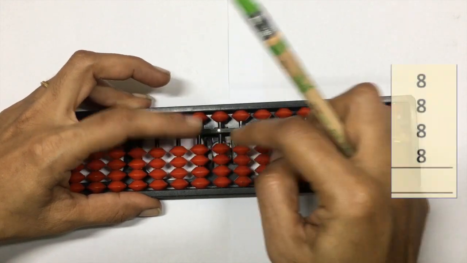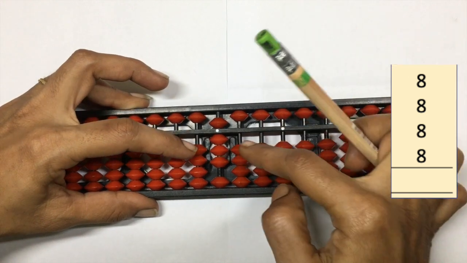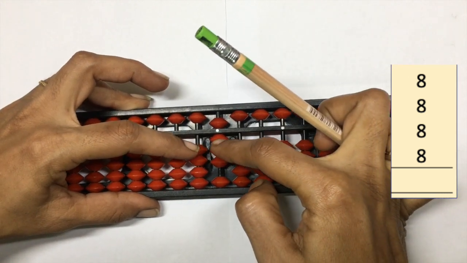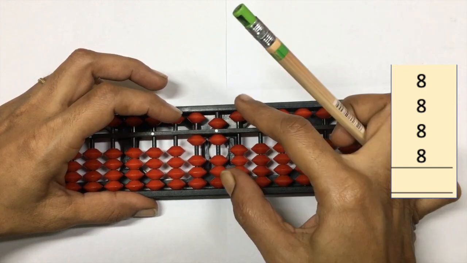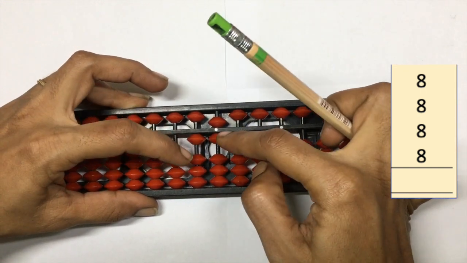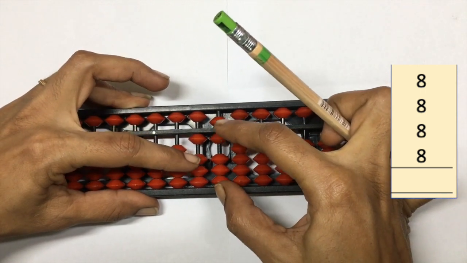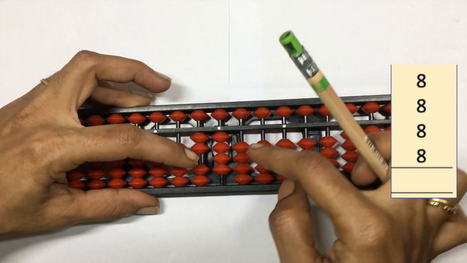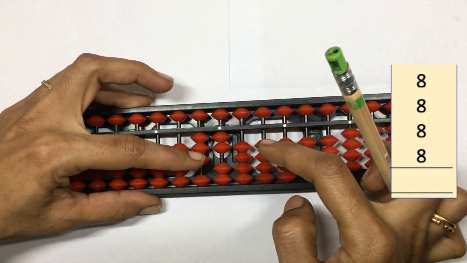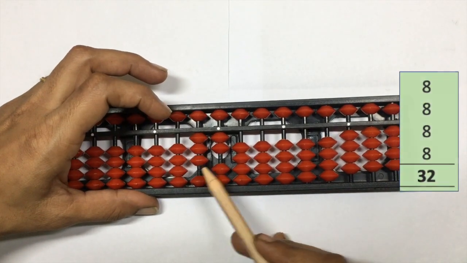Next is 8. Next 8, using big friend of minus 2 plus 10. Next 8, directly we can't add. Using big friend of minus 2 plus 10 we can't do. So apply the combination method of plus 3 minus 5 plus 10. Next 8, minus 2 plus 10. 4 times we added 8. The answer is 32.